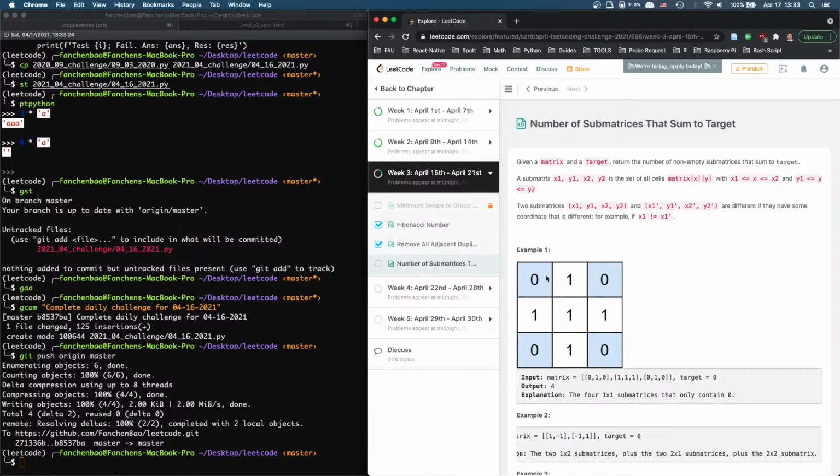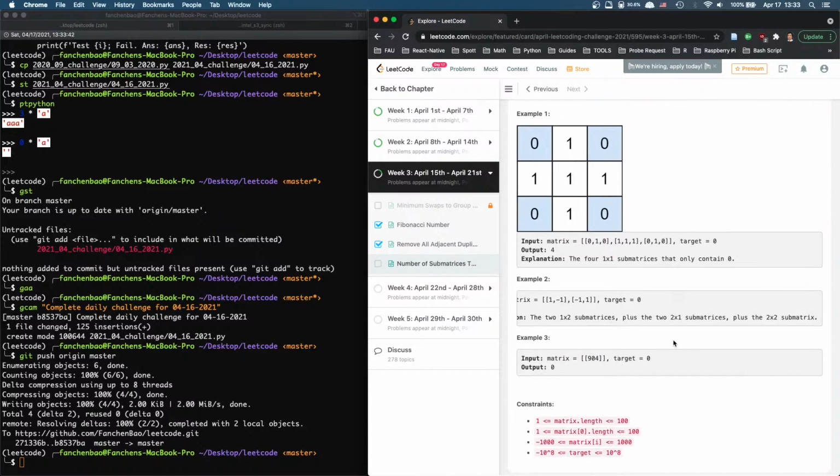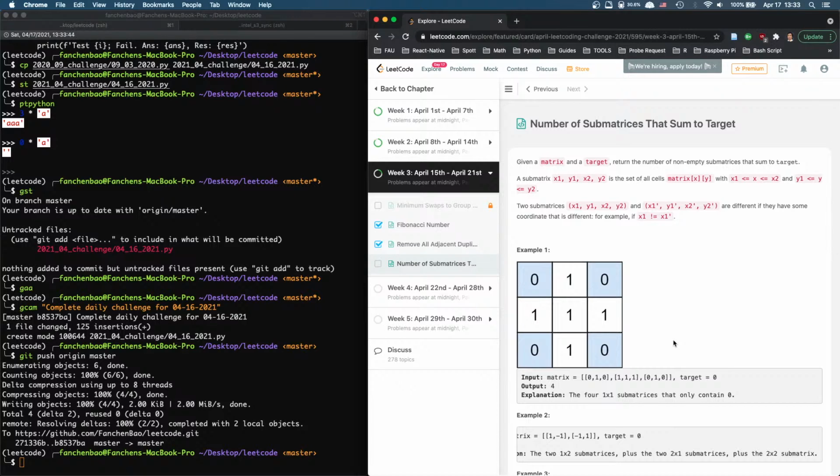How do we extend? How do we extend? Submatrices could be in all kinds of directions, right? And it has to sum up. If we extend horizontally, that is a triple case.